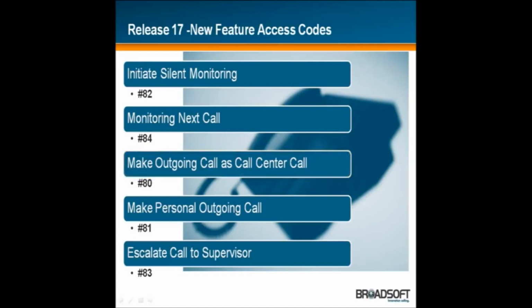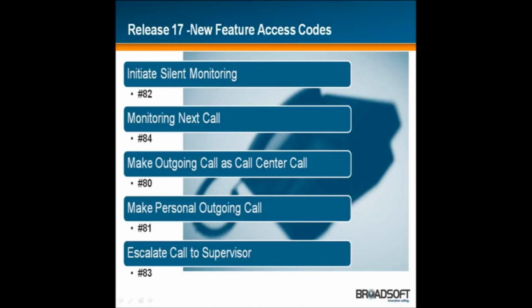The Make Personal Call feature access code allows an agent to make an outbound call against their personal calling line ID. This will override any default outbound call center calling line ID settings. To activate, the agent enters #81 followed by the destination number.